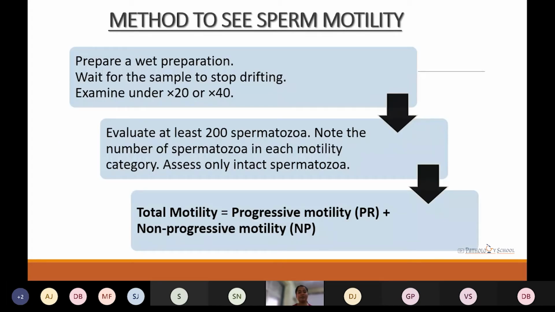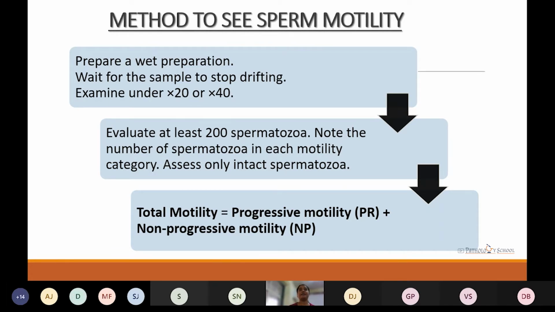How do we see the sperm motility? First, we prepare a wet preparation. Then we wait for the sample to stop drifting. We examine it under 20x or 40x. Basically, what we do is we take a clean slide, we put a drop of the liquefied semen sample on it, and then we cover it with a cover slip. Then we observe it under 20x or 40x.